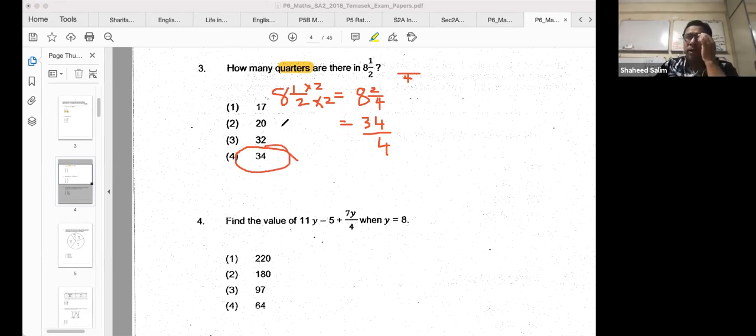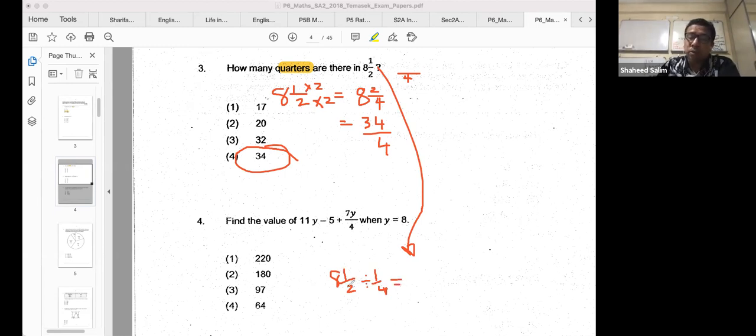If you want to do another way, you can also do another way. What's the other way? How many quarters are there? You just divide by quarter. So divide by quarter, and you'll get your whole number answer, the one that you want.